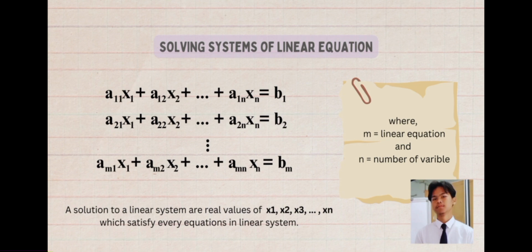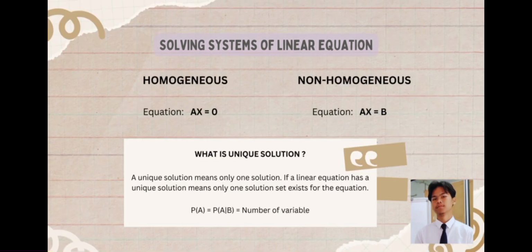A solution to a linear system is real values of x1, x2, x3 until xn which satisfy every equation in the linear system. Before we talk about a unique solution, let us consider the following theorems, which are the homogeneous and non-homogeneous theorems. Given the homogeneous system of linear equations is Ax equal to 0, that means b equal to 0. And the non-homogeneous system of linear equations is Ax equal to b, which is a common equation for matrices.